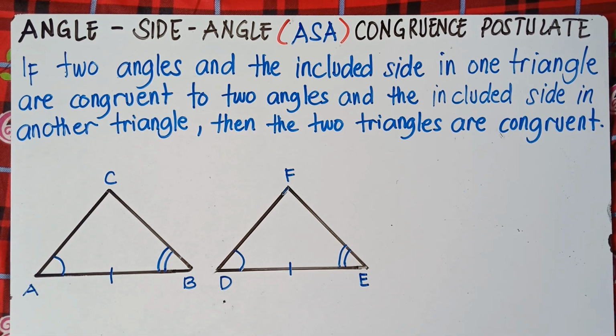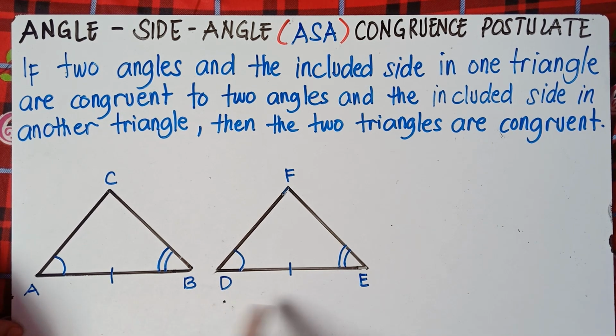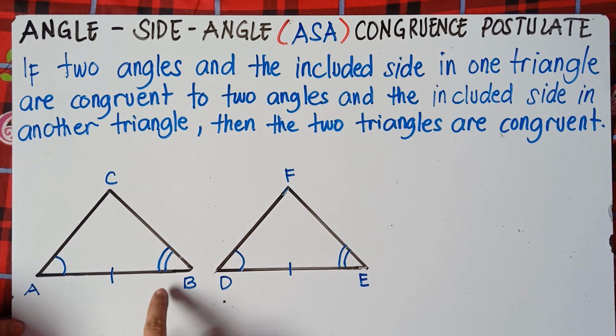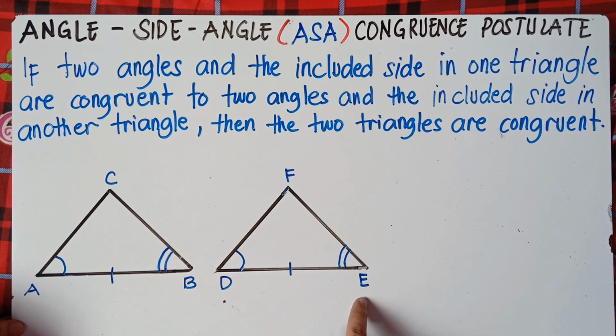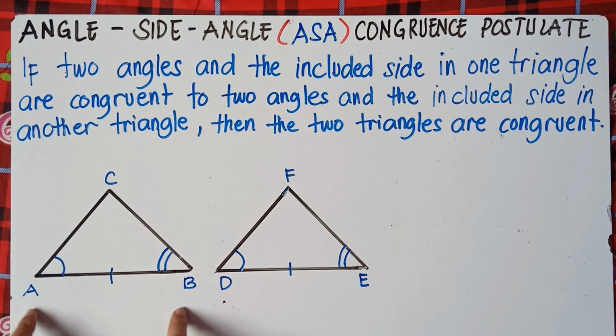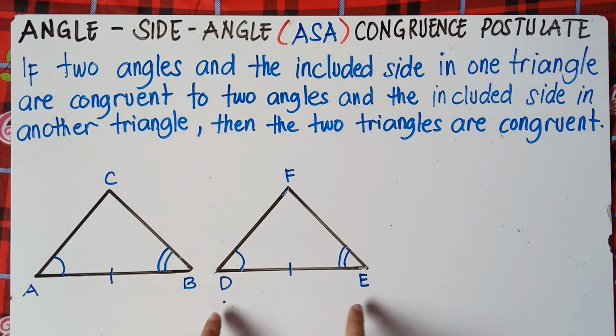We will know that because of the markings, we can see that in these two triangles, angle A is congruent to angle D with regards to the markings. They have the same markings. And angle B is congruent to angle E with regards to the markings. And this side AB is congruent to side DE.